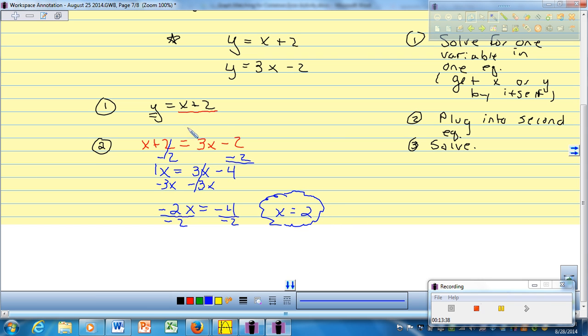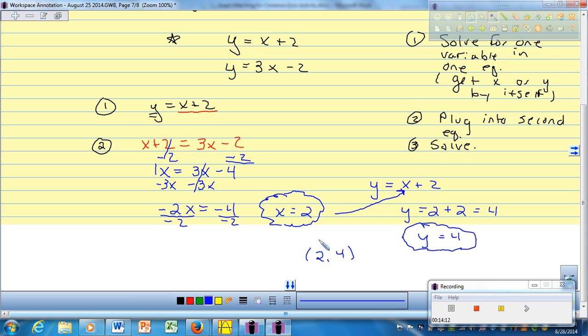If x equals 2, then I can get y by plugging in 2 for x. So y equals x plus 2. We plug this guy right in there. So y equals 2 plus 2, giving us 4. And our solution is the point 2, 4. All right, so we substitute from one equation into the other.